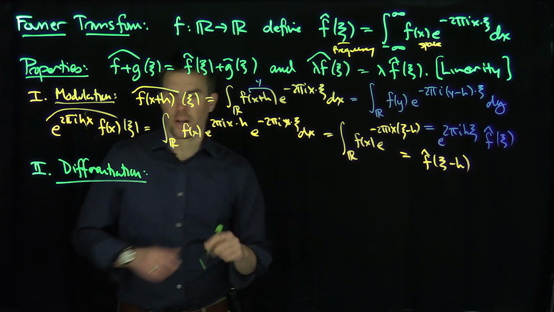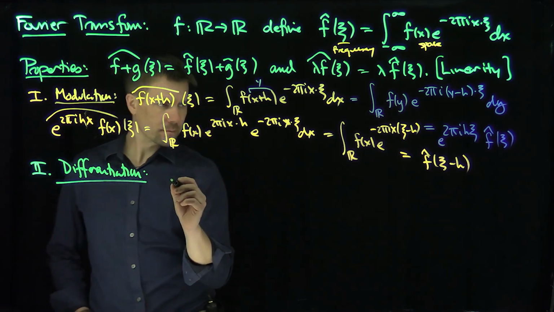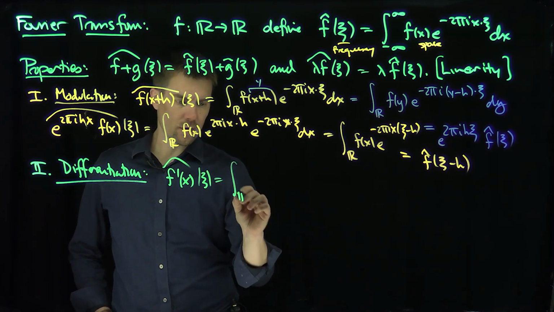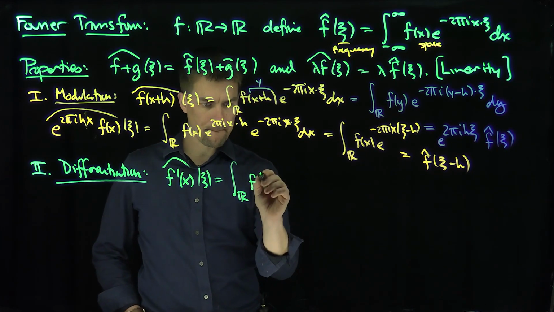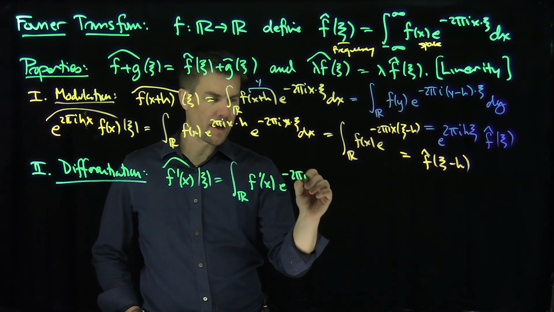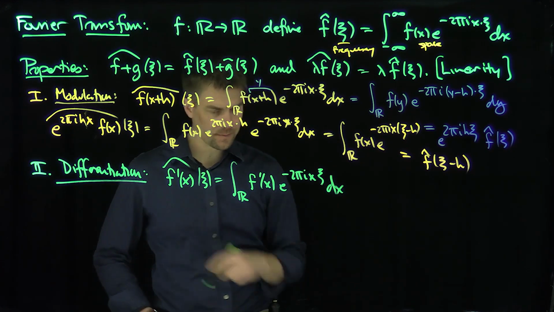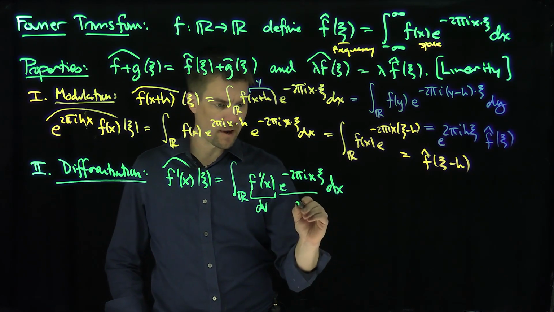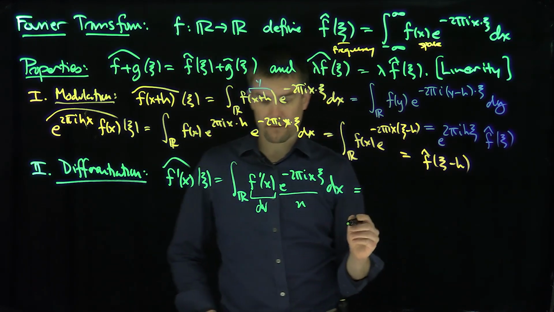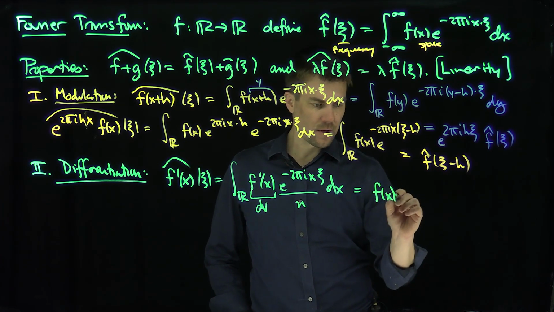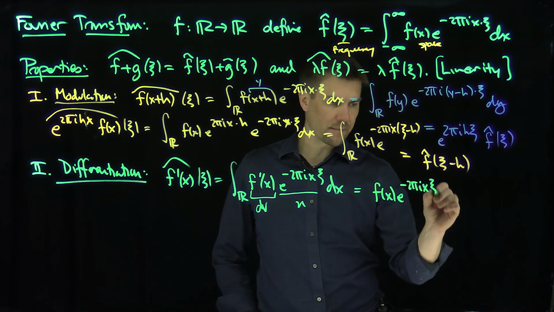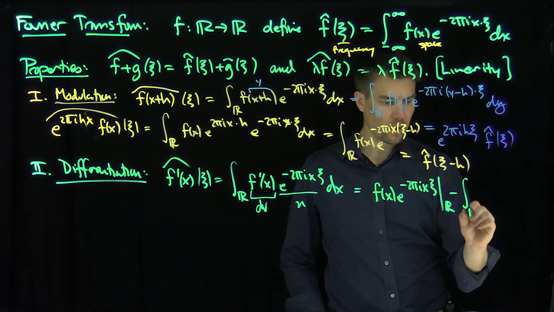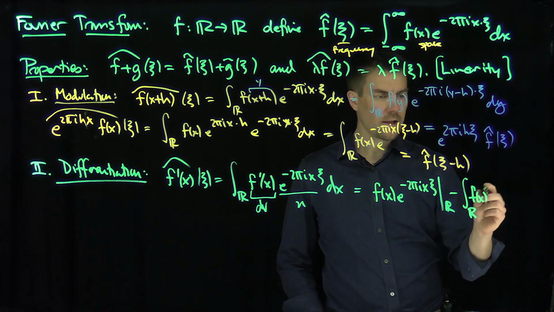Okay. In other words, if I have f prime of x, and I transform the derivative, that's going to be the integral over R of f prime of x e to the minus 2 pi i x xi dx. Now we'll integrate this by parts. So this is going to be my dv, that's going to be my u. So I'm going to have v times u, so that's going to be f of x e to the minus 2 pi i x xi over R, and then minus the integral over R of v du.